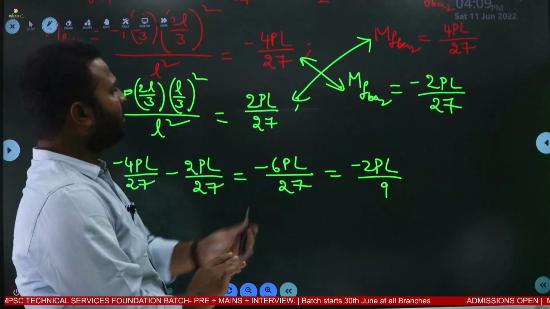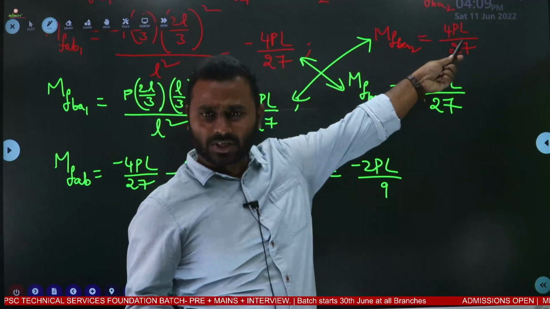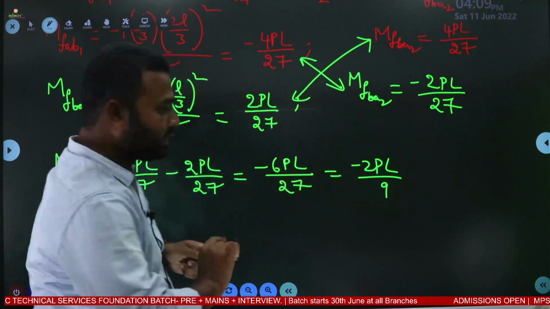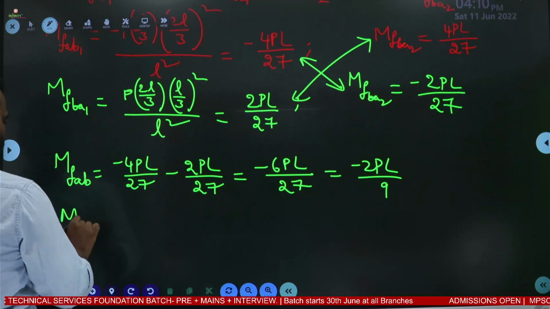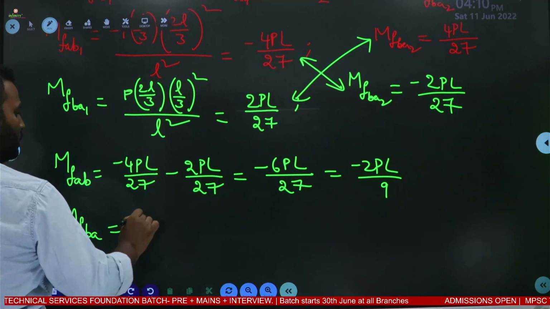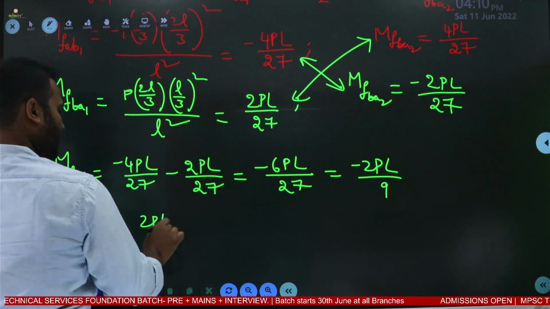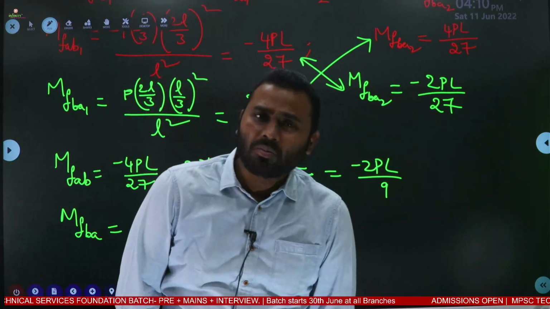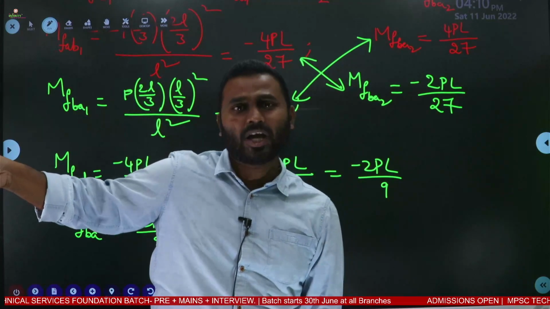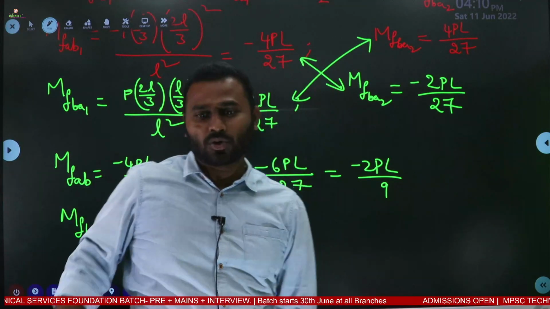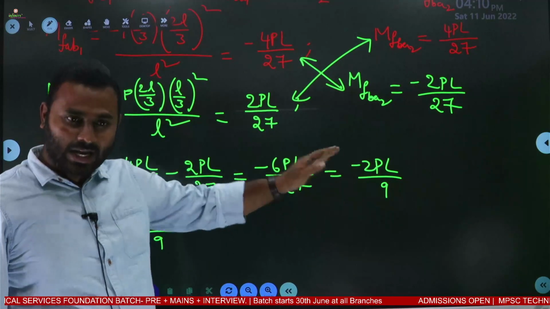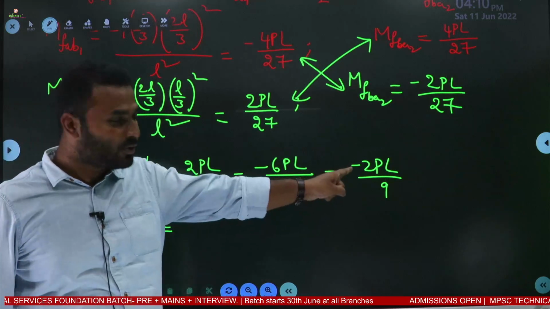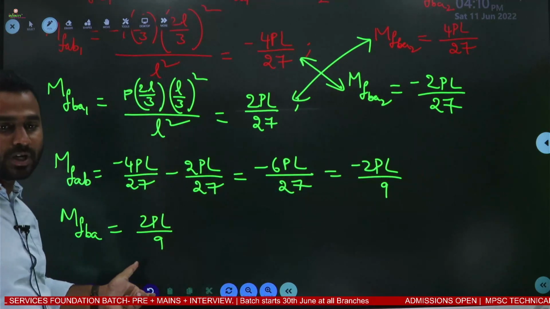Now here if you observe, the other two are the same but positive, 4PL by 27 and 2PL by 27. Upon adding, it will also give us 6PL by 27. Then MF BA is equal to the same 2PL by 9. And we know that for a fixed beam, the maximum moment will occur at the ends only. That too, what is the magnitude? 2PL by 9 at A and 2PL by 9 at B. Negative indicates anti-clockwise, here positive indicates clockwise.